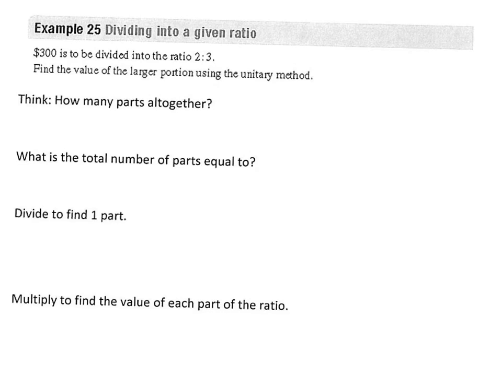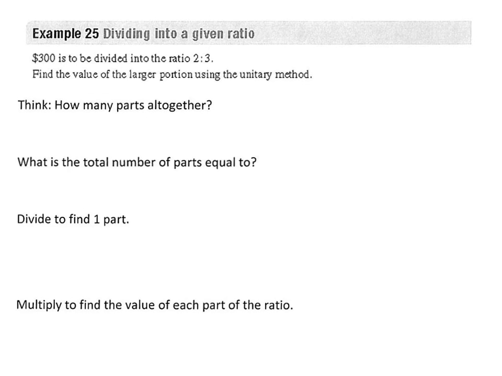So when we're dividing a quantity into a given ratio, the first thing we need to do is think about how many parts we've got altogether in our ratio. So remember, for the example we've got here, we've got 2 to 3. So we've got 2 parts and we've got 3 parts. And then we're also given how much that total in this question is equal to. So you've got to do a little bit of thinking as you go through these questions.